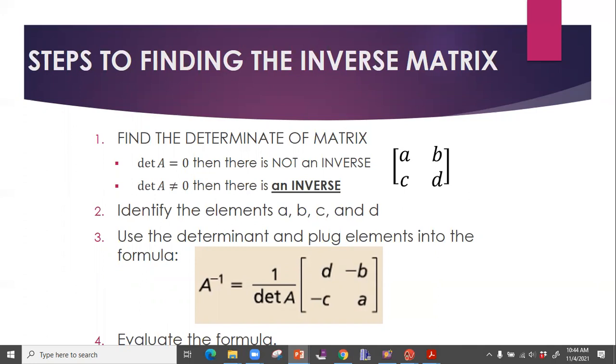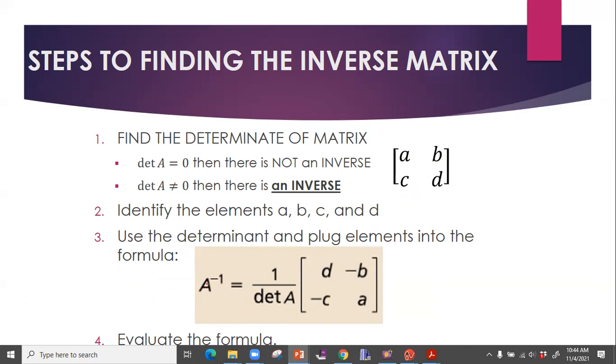So you're going to identify your elements A, B, C, and D. Identify just means that you make sure that you understand that for the formula, A, B, C, D goes left to right, then top to bottom, right? A, B, C, D.